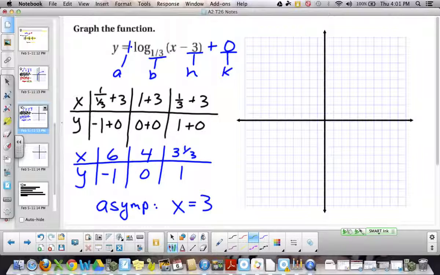So graphing it, start by plotting your asymptote. Vertical line here at 3. Then plot the points. 6, -1. So we've got, let's see, 4, 5, 6, -1 is here. 4, 0 is here. And 3 1/3, 1 would be about right here. So our graph this time is going to come down along the asymptote and then curve out through our 3 points like this.